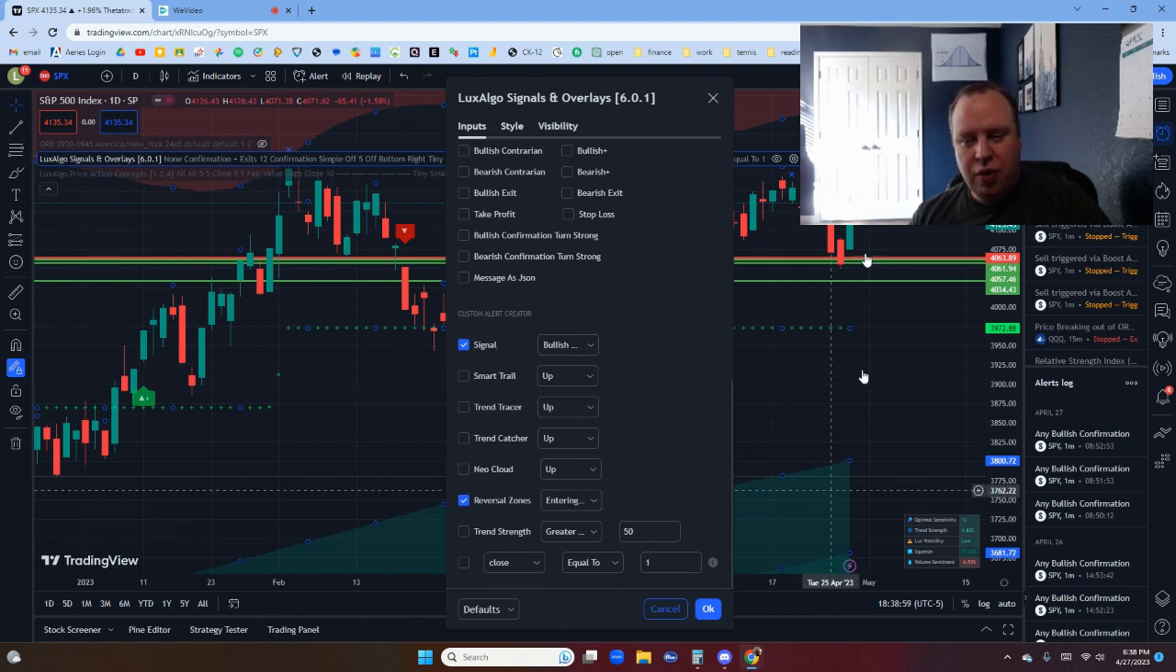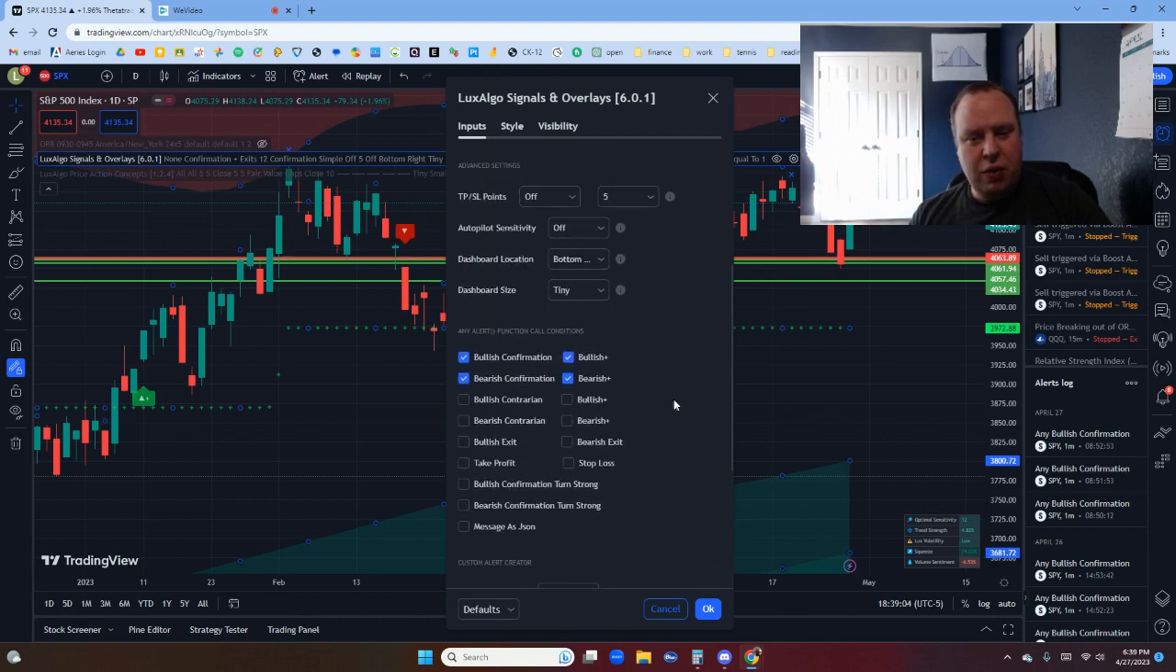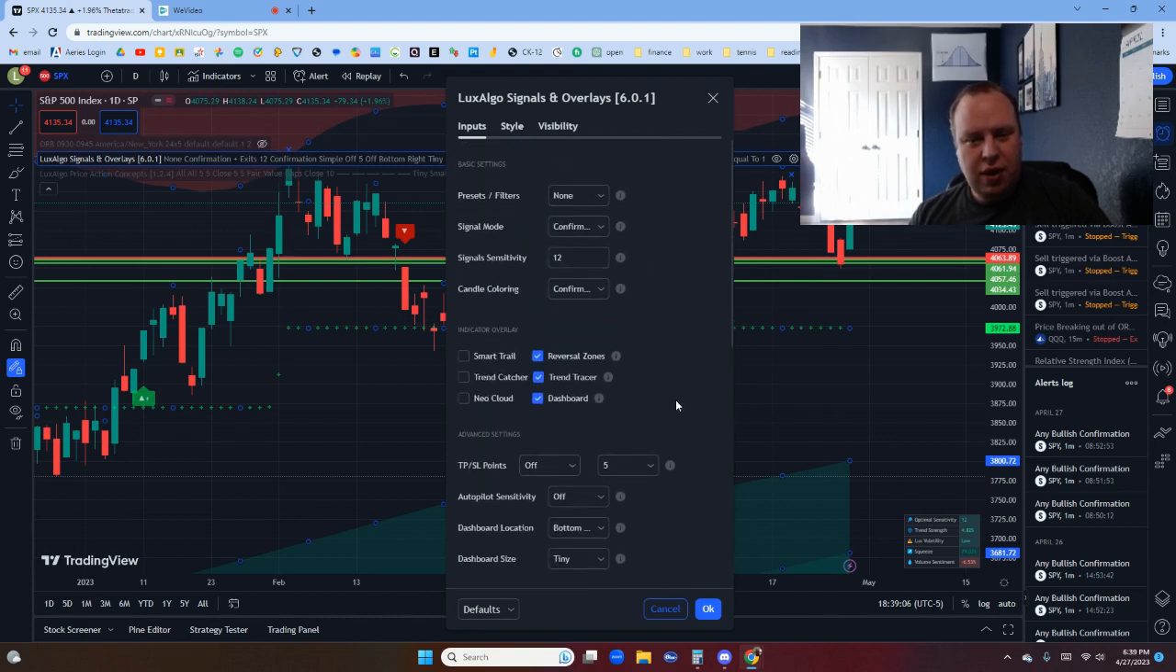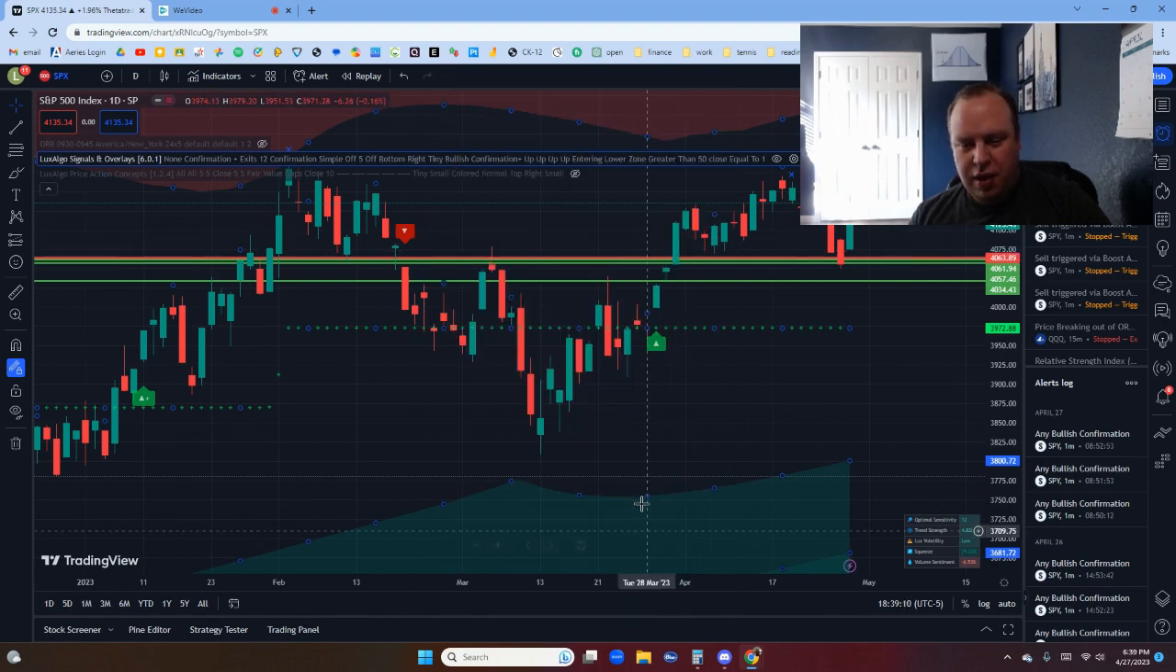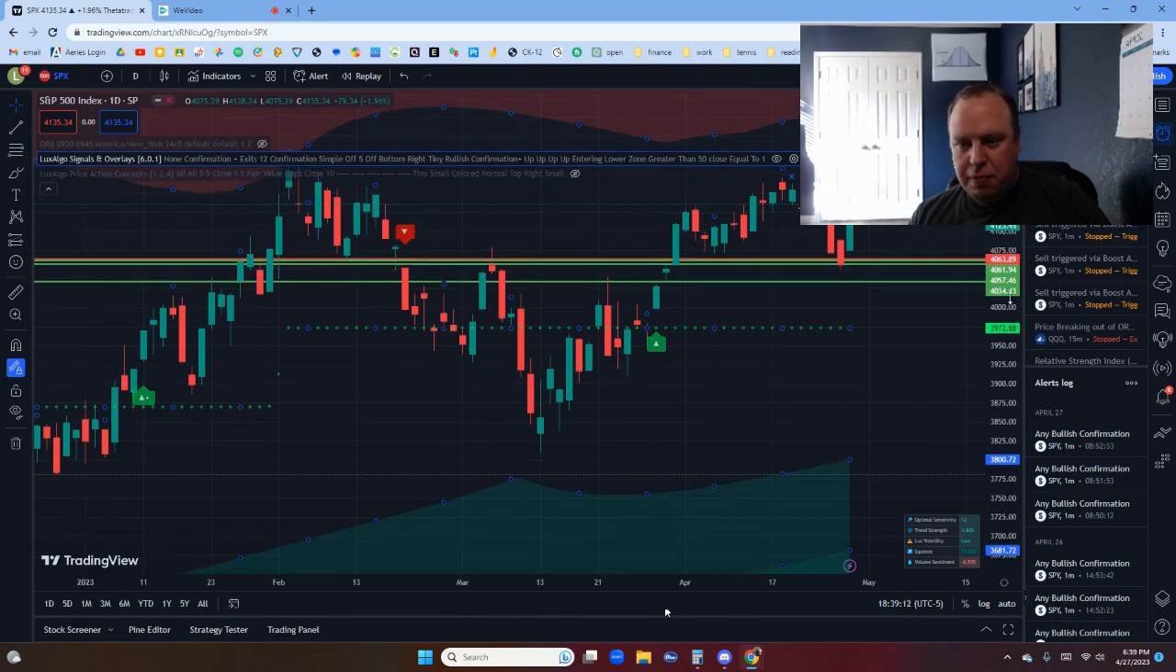And then I leave signal for bullish, reversal zones. Whenever it enters one of these zones, I'll get notified as well. And the main thing we're going to leave on is your pluses and minuses. That will be the main thing we're looking at here.